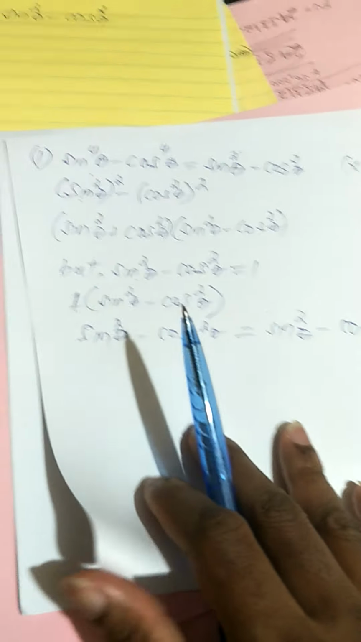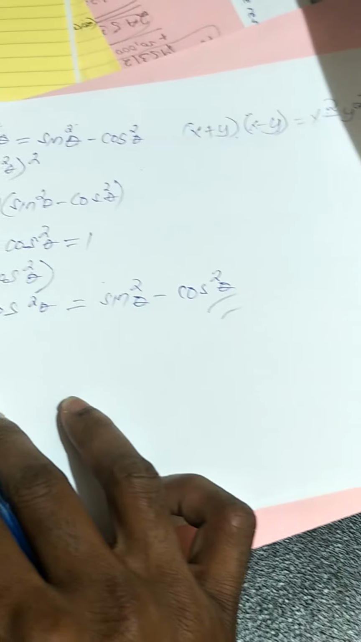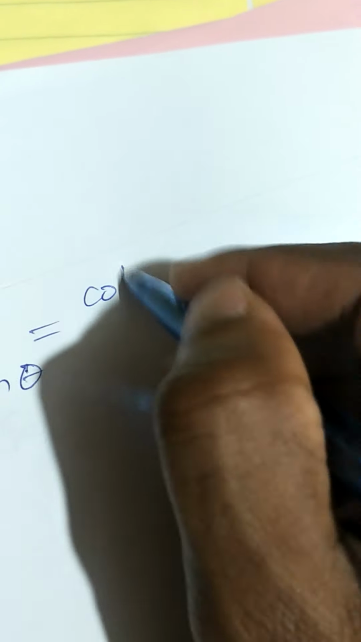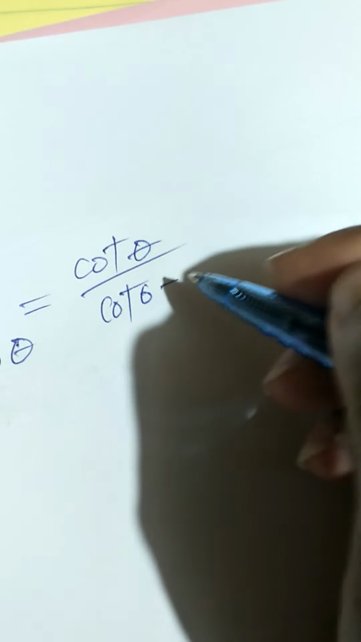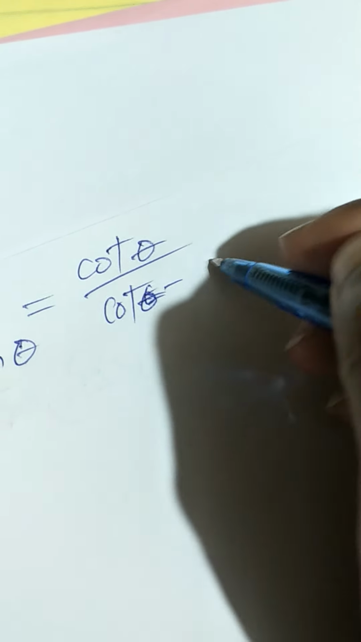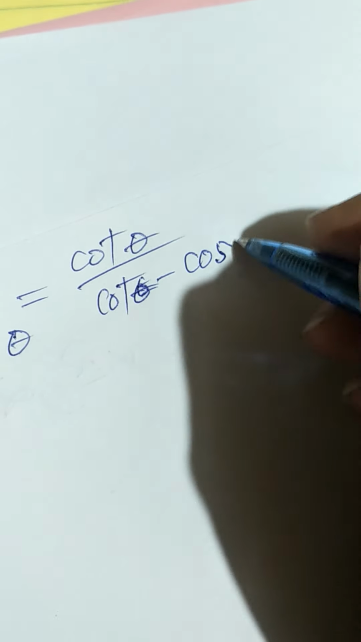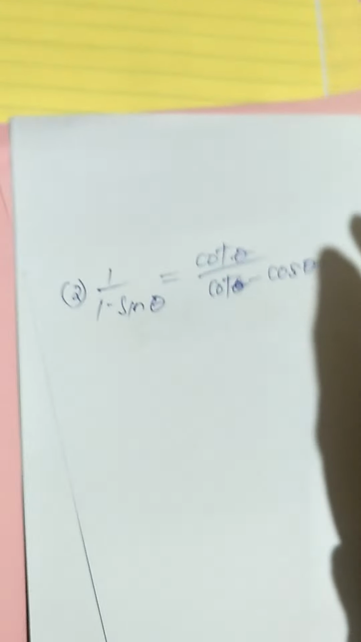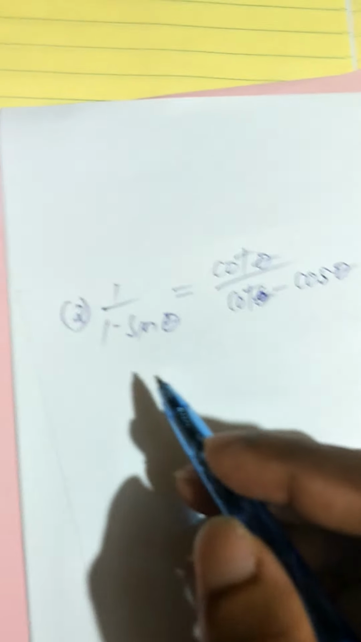Let's continue. Okay, let's continue with our question number 2. Question number 2: 1 all over sine theta is equal to cot theta all over cot theta minus cosine theta. Okay guys, let's prove this one again.